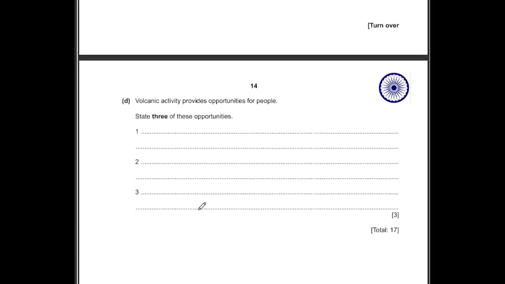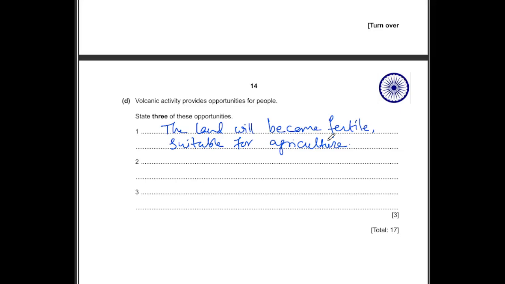Moving to the next question. Volcanic activity provides a lot of opportunities for people, state 3 of these opportunities. Now first thing is, whenever there is a volcanic eruption, the land becomes very fertile, right? So the land will become fertile, suitable for agriculture. Fine. So agriculture opportunity is there.